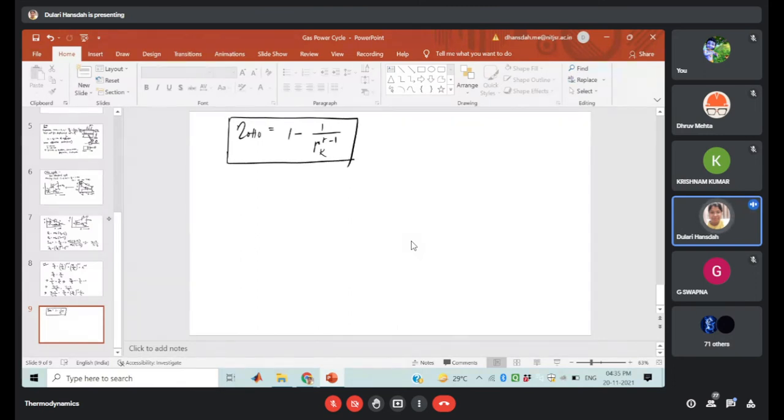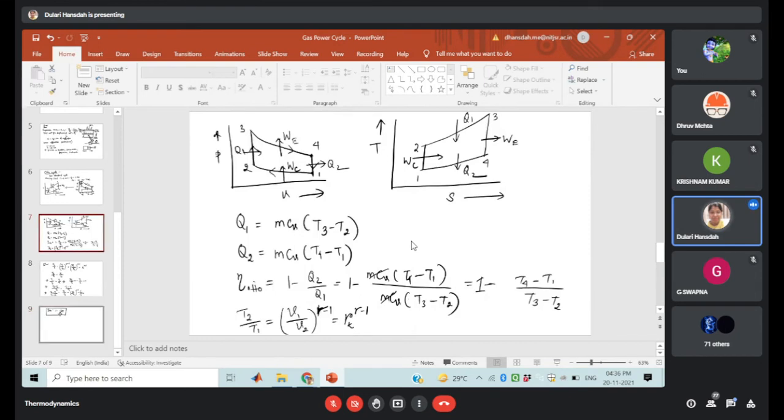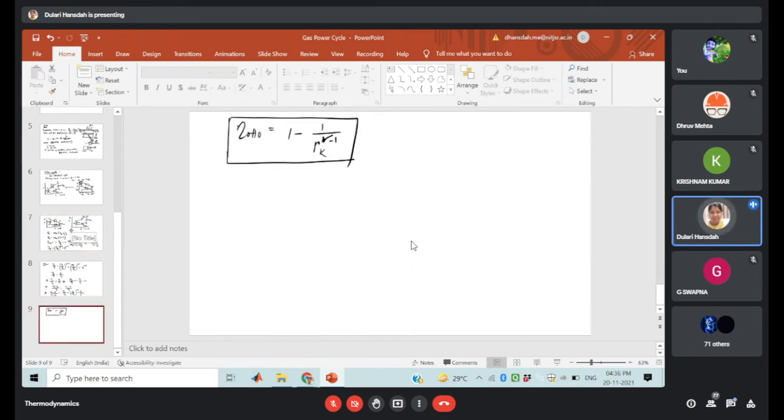So it depends upon your compression ratio as well as the gamma value of the working fluid. If your compression ratio increases, then your efficiency will also increase, but it will be limited up to a certain level. The reason is that at a high compression ratio, ignition of the air-fuel mixture becomes complex, so auto ignition or premature ignition of the fuel may occur. I am not going into the details of premature ignition or auto ignition in this case. We only have to derive our cycle and cycle efficiency. So this is about your Otto cycle. Then we have the Diesel cycle.